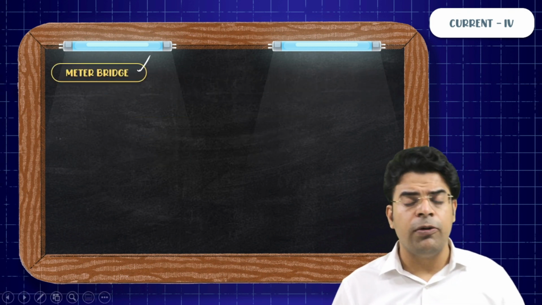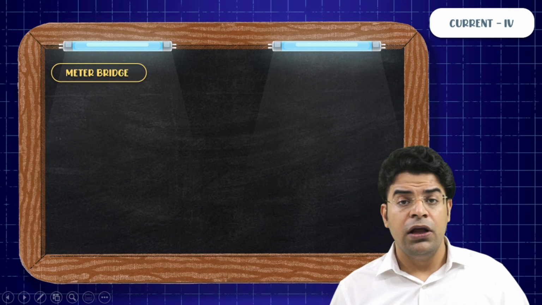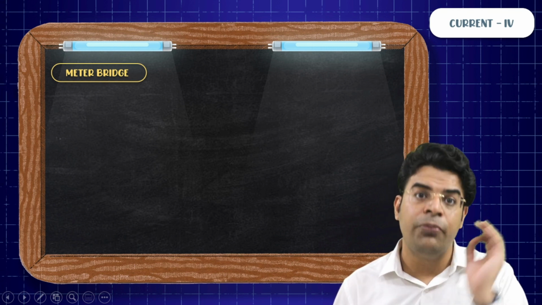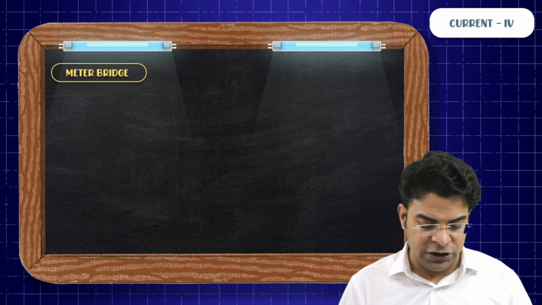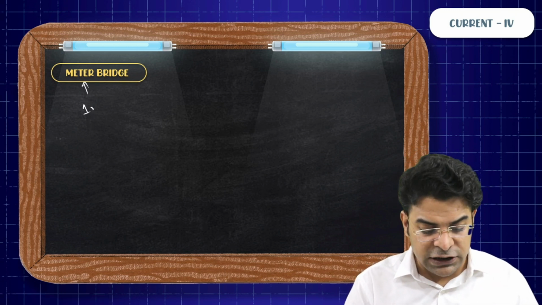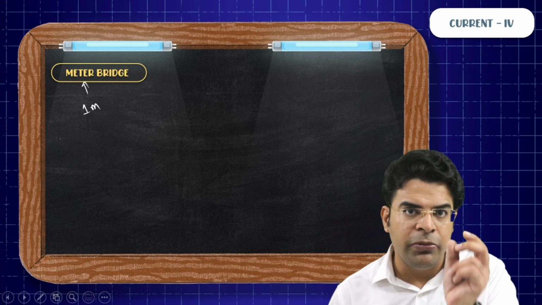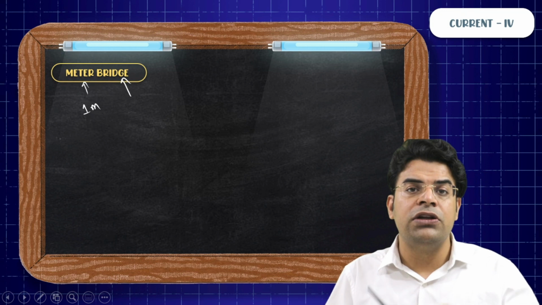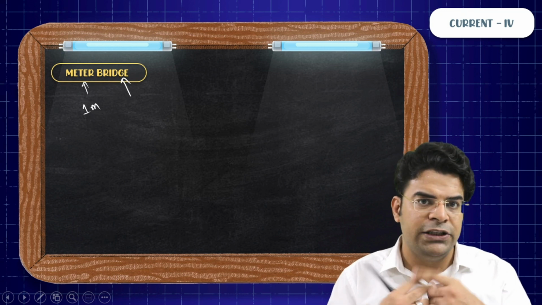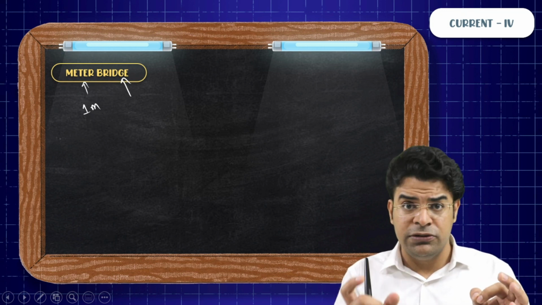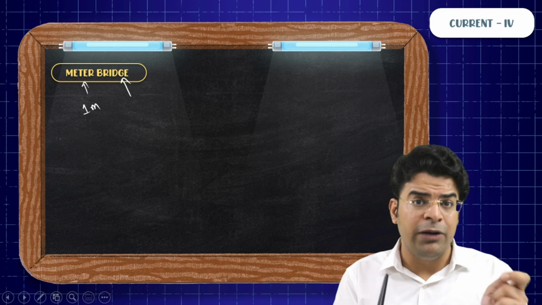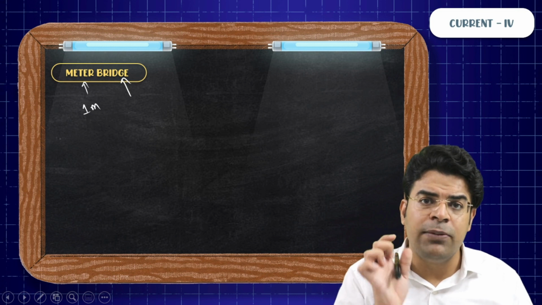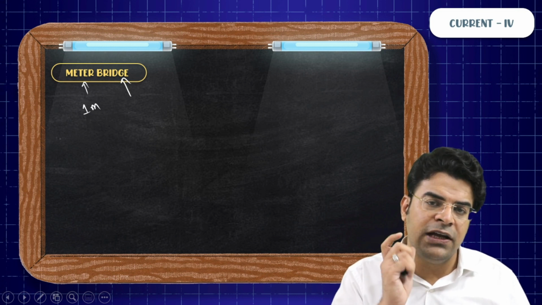Now we will talk about something called a meter bridge. The whole name is meter bridge. Why the name meter bridge? Because the length of the wire used is 1 meter. That's why the term meter. And the second term bridge, because it is based on the concept of Wheatstone bridge. The length of the wire used is 1 meter, and it is based on the concept of Wheatstone bridge. That's why the name meter bridge.